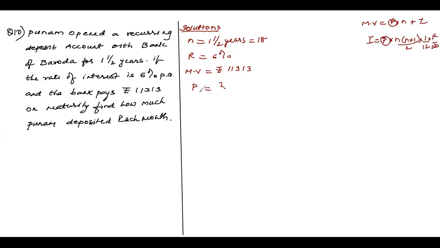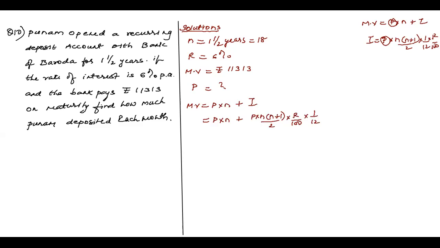I told you, children, it is simple. What I'm going to do is make it one formula. See, maturity value is P into N plus I. So I will substitute the formula of I here. P into N plus, what is this? P into N plus 1 upon 2 into R upon 100 into 1 by 12. Or you can write 1 by 12 first and 12 upon 100 later. Okay, your choice.